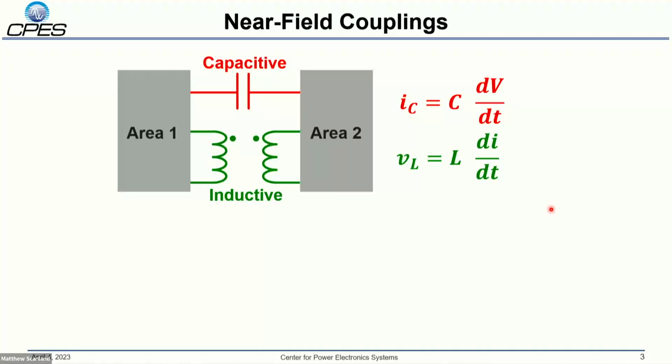So near field couplings refer to parasitic capacitive and inductive couplings between different areas within a power converter. The displacement current through a capacitive coupling is equal to the mutual capacitance and the dV/dt, while the voltage induced by an inductive coupling is equal to the mutual inductance times the dI/dt.